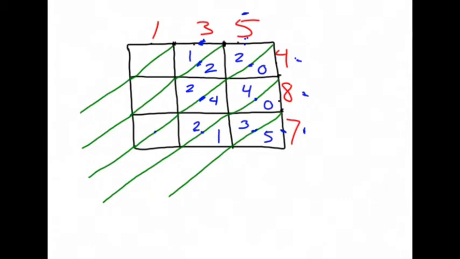The bottom left, I look above, I see a 1. I look to the right, I see a 7. 0, 7. The middle box on the left, above a 1, to the right an 8. 0, 8. Top left box, the final box, above a 1, to the right a 4. 0, 4.